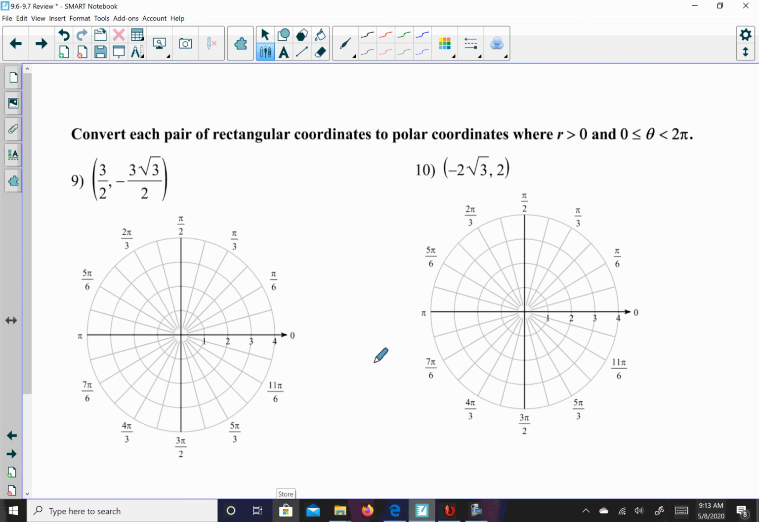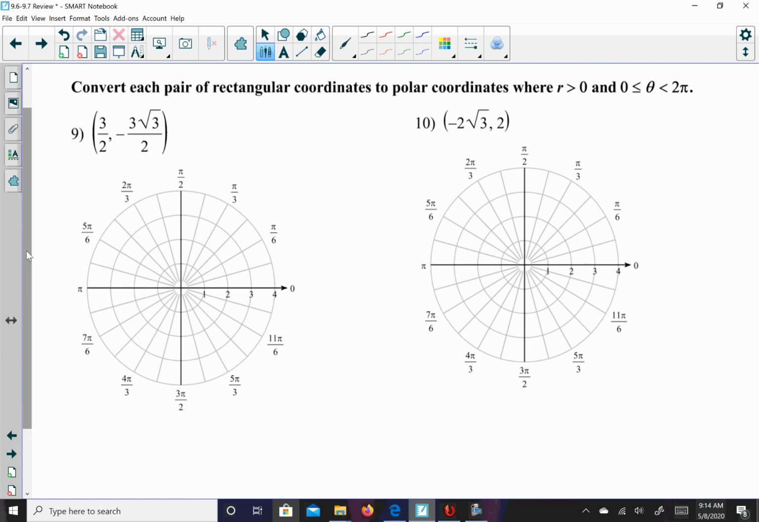Okay, now I want to convert each pair of rectangular coordinates to polar coordinates. Here, when you're going from rectangular to polar, you have to be kind of careful, because when I go to find my angle, my calculator is only going to give me an angle from 2 quadrants, and I'm going to have to adjust. So let's go through it.